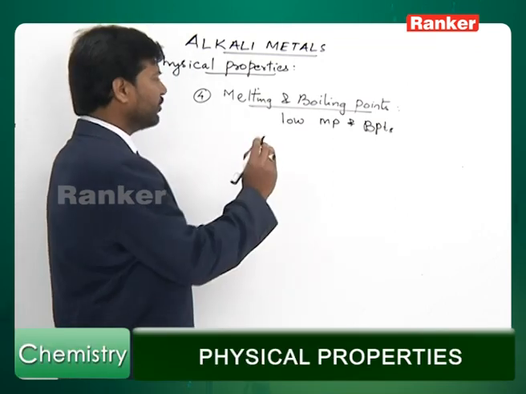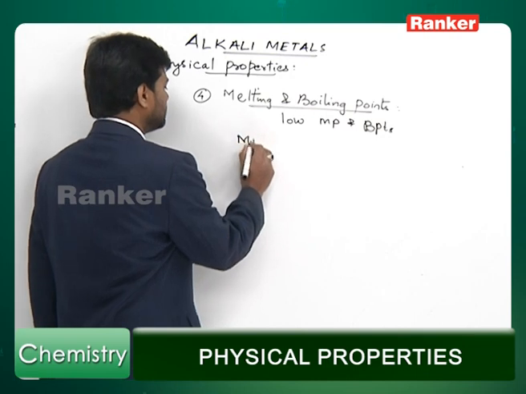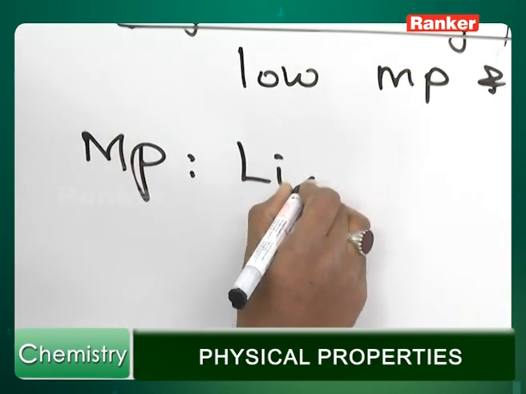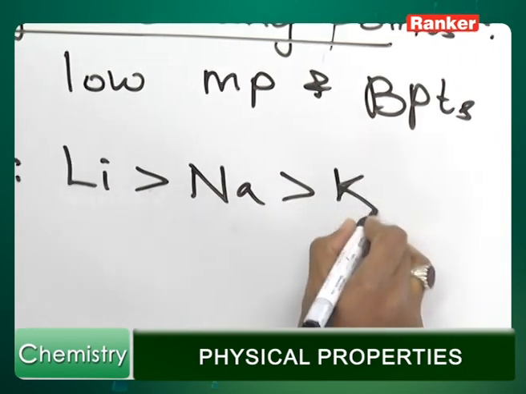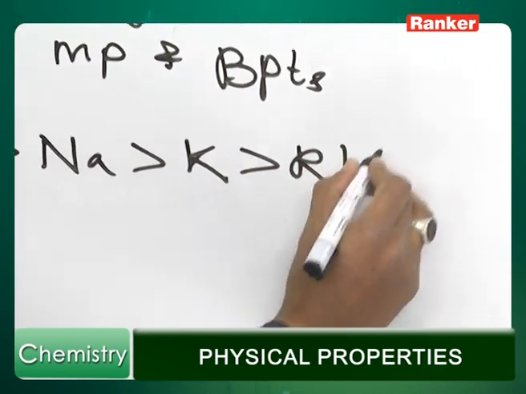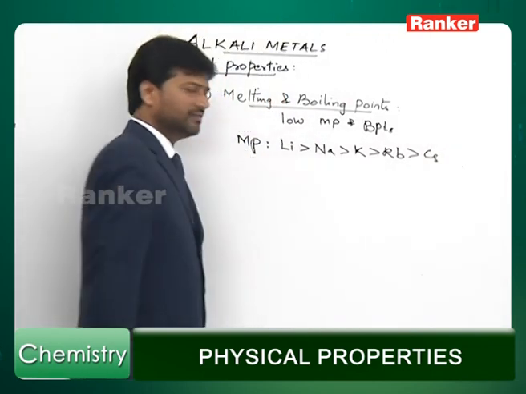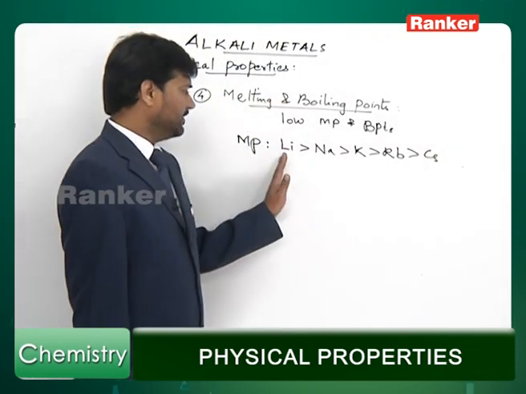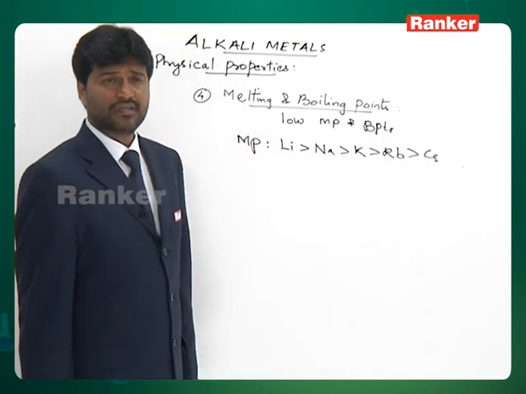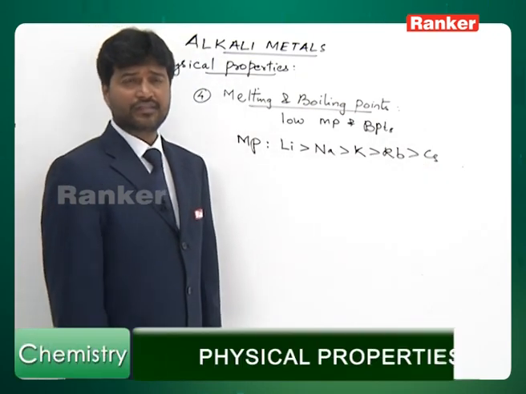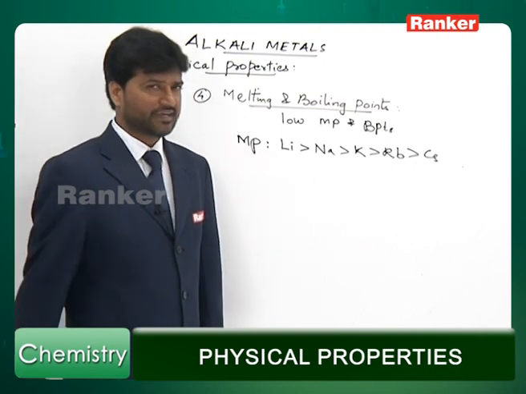But the order of melting point is like this: lithium greater than sodium, then potassium, then you have rubidium, and finally cesium. You can see melting point is decreasing on descending down the group. The reason is the decrease in the strength of metallic bond.